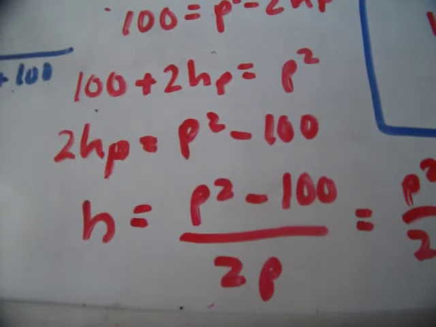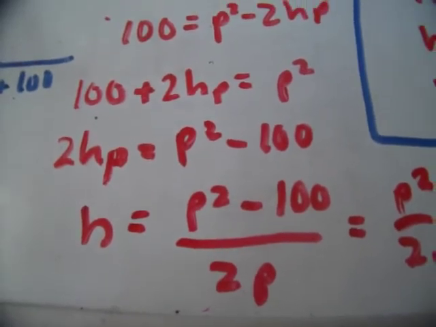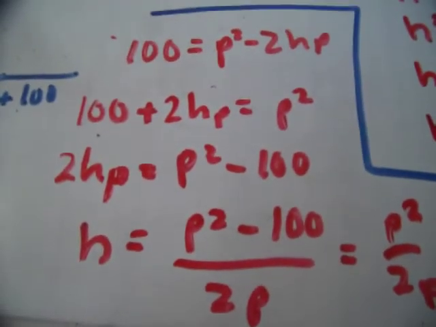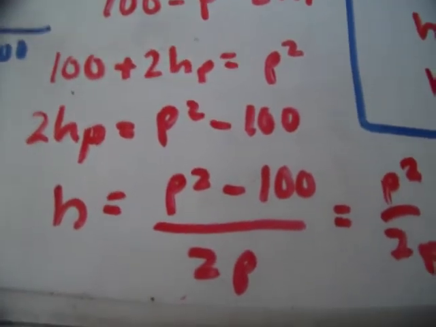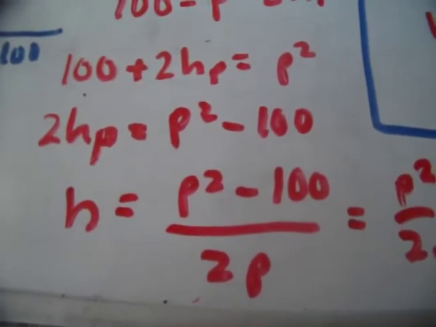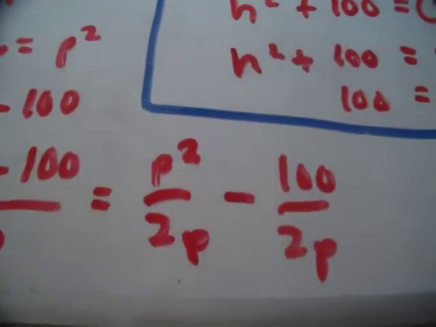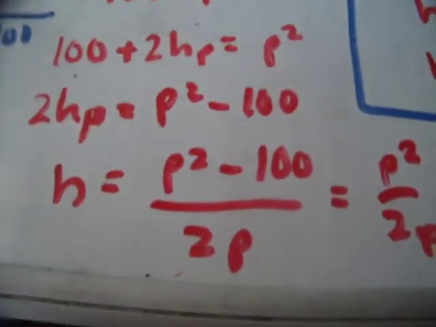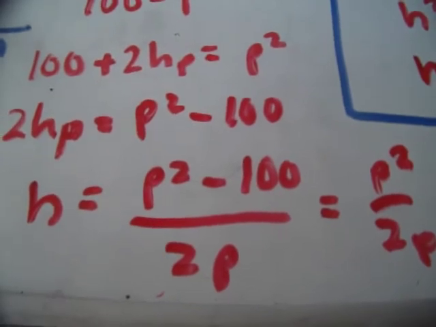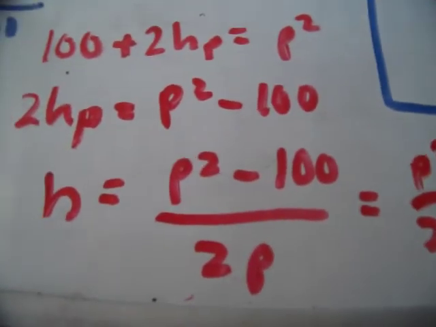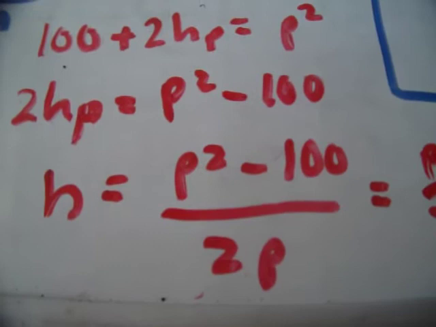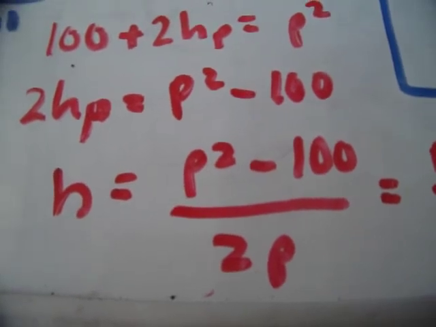I'm done, right? H, right? What is h? Well, h is the perimeter squared minus 100 divided by 2 times the perimeter. That's what h is in terms of the perimeter. Okay, as a function of the perimeter. If I want to figure out what h is, if I can figure out what p is, I pop it into this formula right here, and it'll tell me what the hypotenuse is.